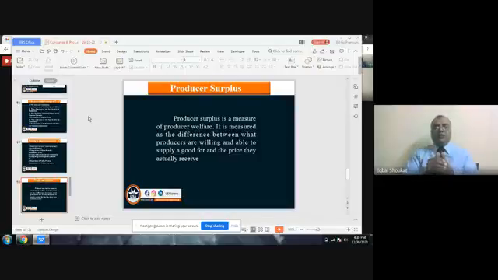If you talk about the producer surplus regarding the consumer, it is the opposite of the consumer surplus. What price the producers are willing to get from the consumer and what they actually receive, that is known as the producer surplus. Producer surplus is the measure of producer welfare. It is measured as the difference between what producers are willing and able to supply a good for and the price they actually receive.